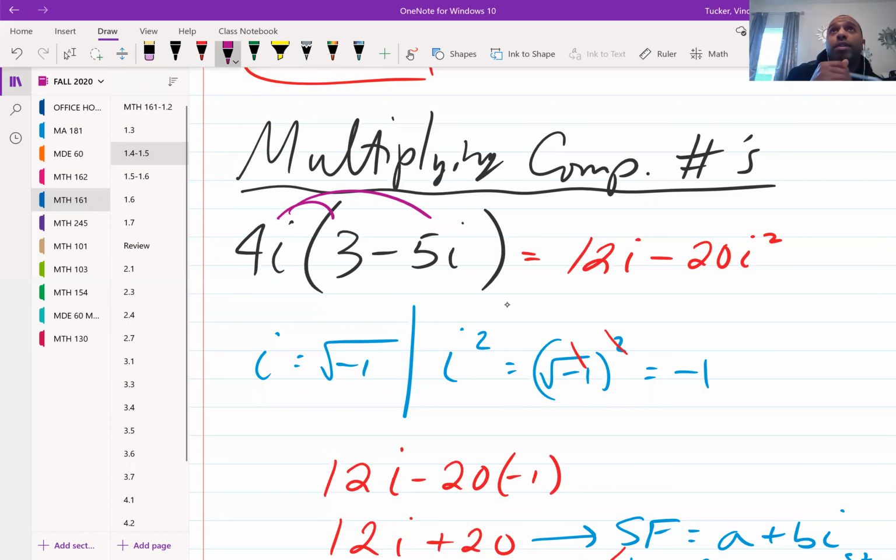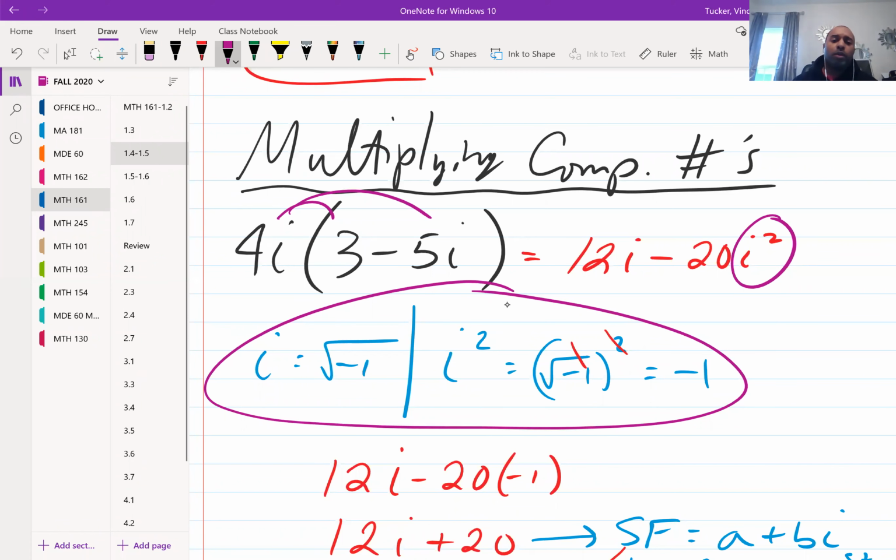Now, when you're dealing with the simplification of your expressions, i squared should never be a part of your final answer. Reason being is because we know that i is equal to the square root of -1. But if I were to square that, the square and the square root would cancel, which would leave us with -1. So really, i squared will always reduce down to -1. Even if you don't remember the process, you do need to remember that i squared is equal to -1. That will always be the case.